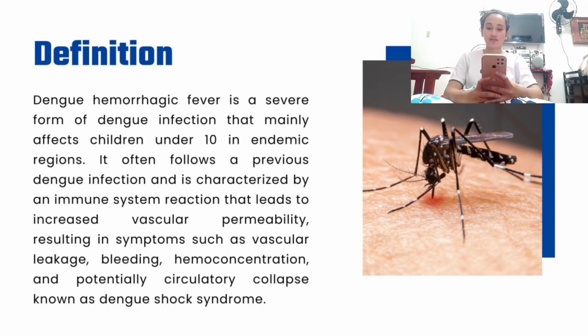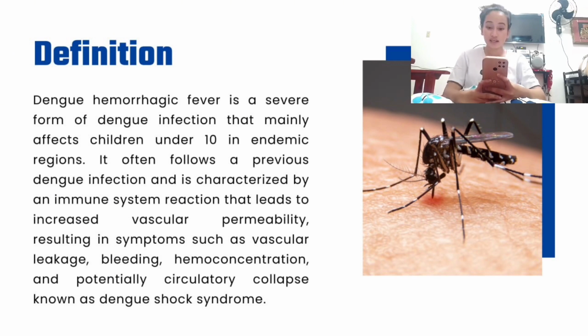So dengue hemorrhagic fever is a severe form of dengue infection that mainly affects children under 10 in endemic regions. It often follows a previous dengue infection and is characterized by an immune system reaction that leads to increased vascular permeability resulting in symptoms such as vascular leakage, bleeding, hemoconcentration, and potentially circulatory collapse known as dengue shock syndrome.